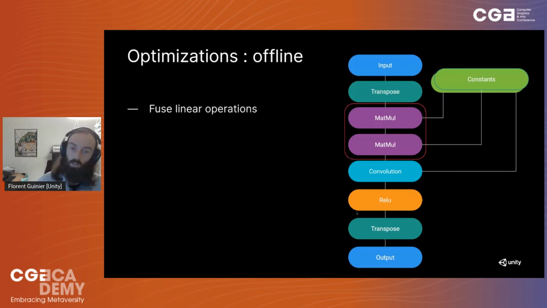Then here you get two matrix multiplications, one after the other. Those are two linear operations that can be combined. So we can basically save the cost of running those two and run only one by adjusting the weights. We do that.